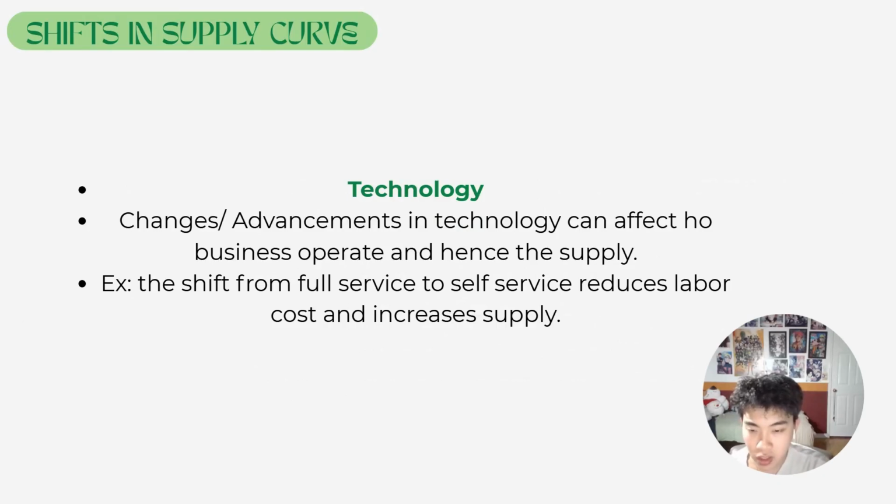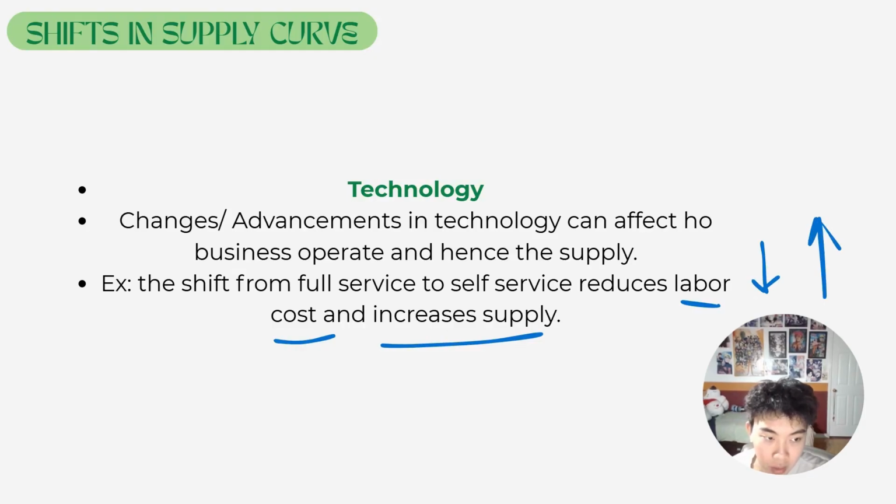Technology. So technology, basically it's saying that advancements in technology can affect how businesses operate and hence the supply. So this goes back with the input prices. The shift from full service to self-service reduces labor costs and increases supply. So input prices would be the labor cost, and if that's going down, that means the supply would go up.